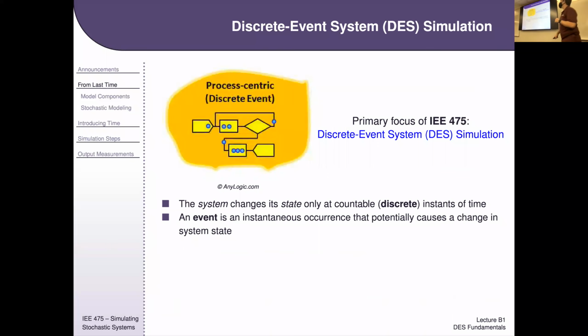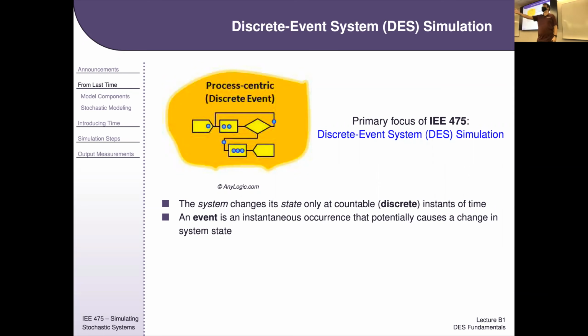Great, all right. So from last time, where we left off is that we defined discrete event system simulation, where the discrete part is that these are systems where the system changes its state only at countable instants of time. And so there are instants that pop up where the system moves from one state to another. And those are events. We call those events.